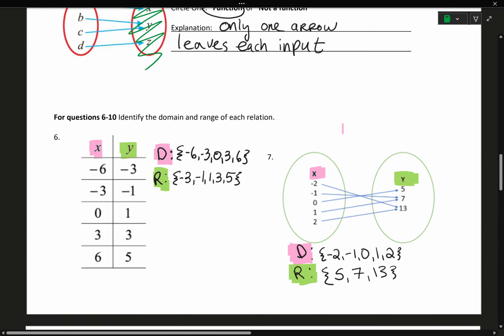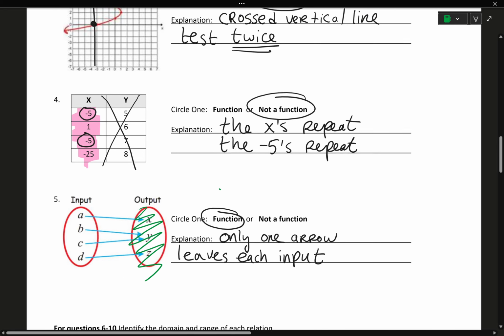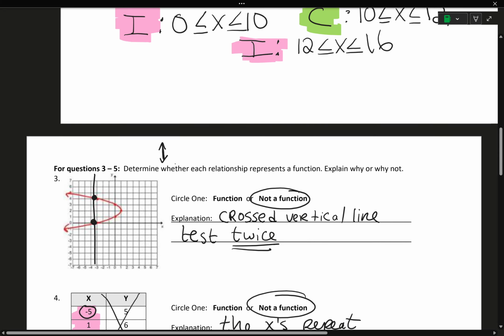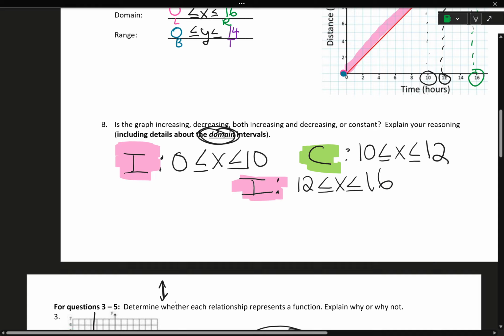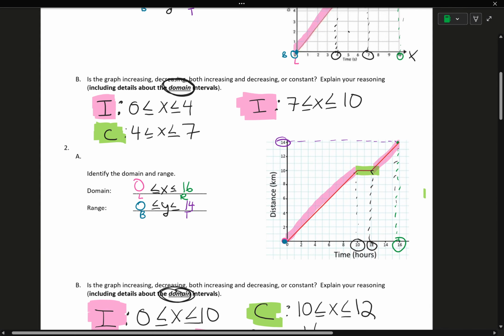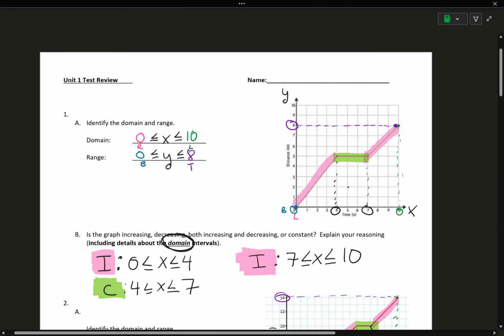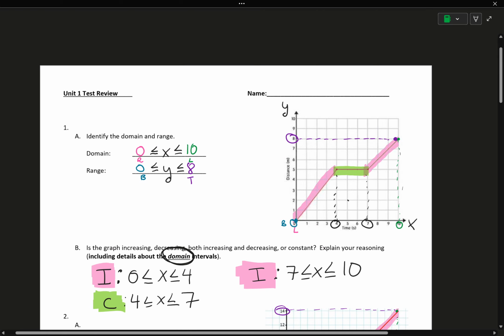So that's essentially how the test will look like. Shorter, much shorter than this. I gave you some extra practice problems, but that's how review works. If you have any questions, please make sure to let me know, or whoever your teacher is, or whoever is helping you with math know.